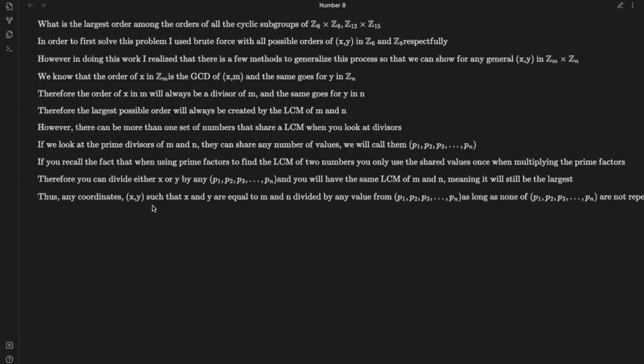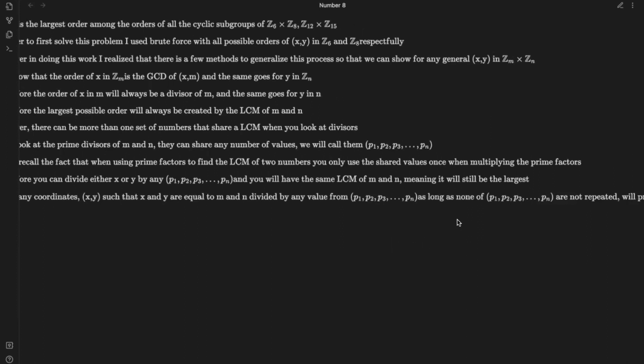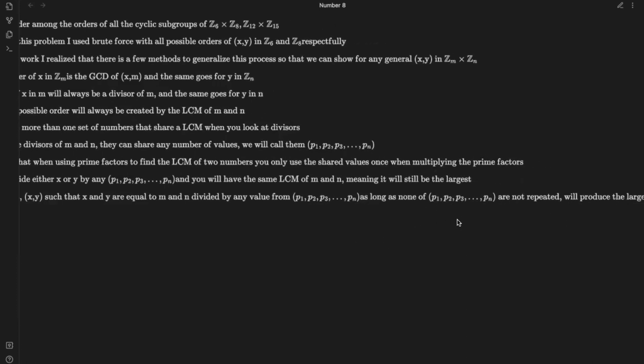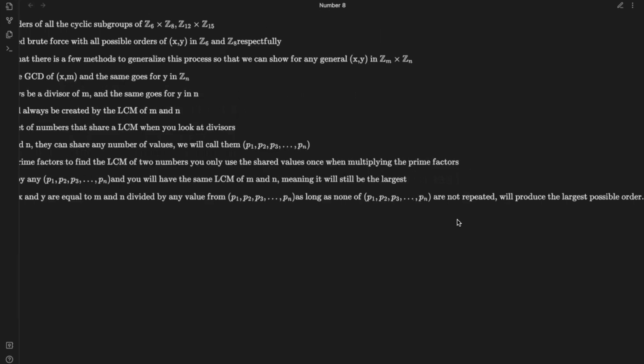Thus, any coordinates x, y such that x and y are equal to m and n divided by any of the values from p1 to pn, as long as none of the p1 to pn values are repeated, this will produce the largest possible order.